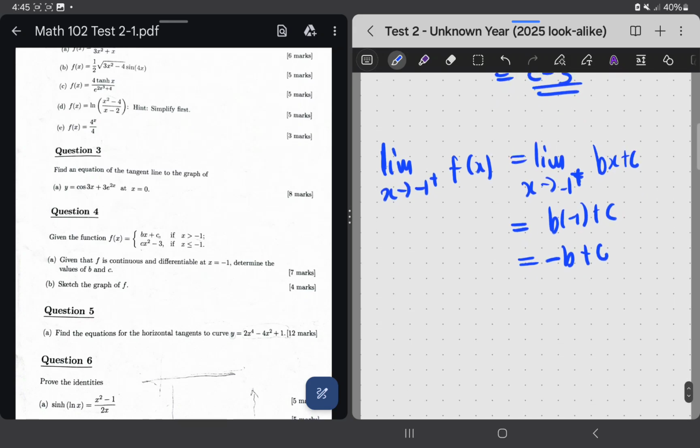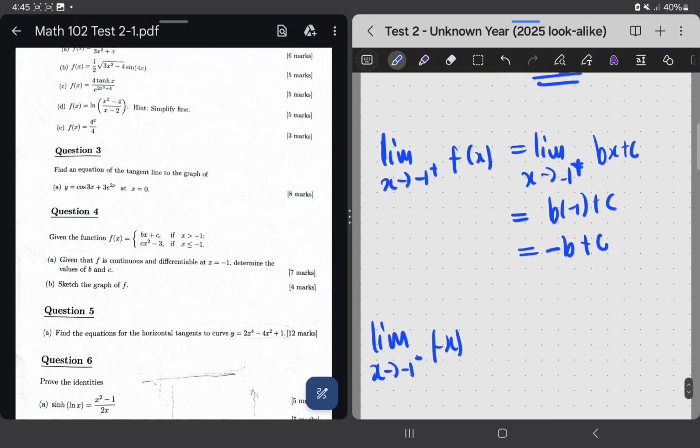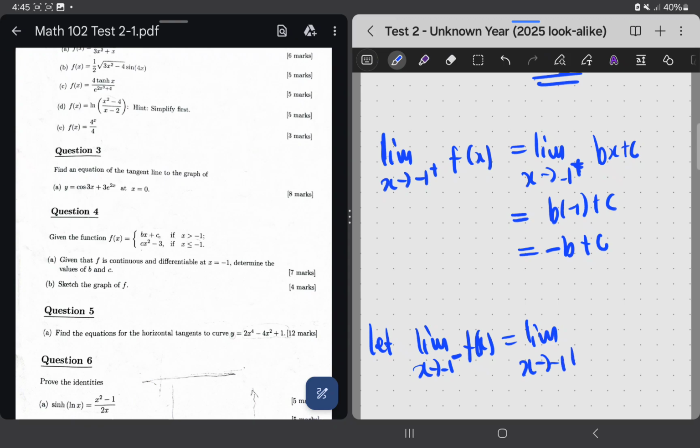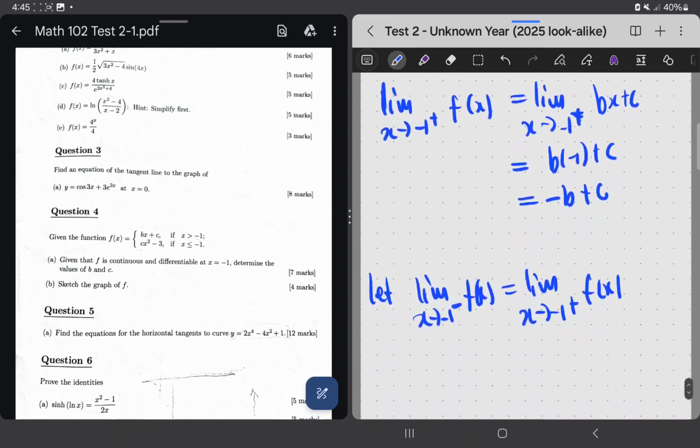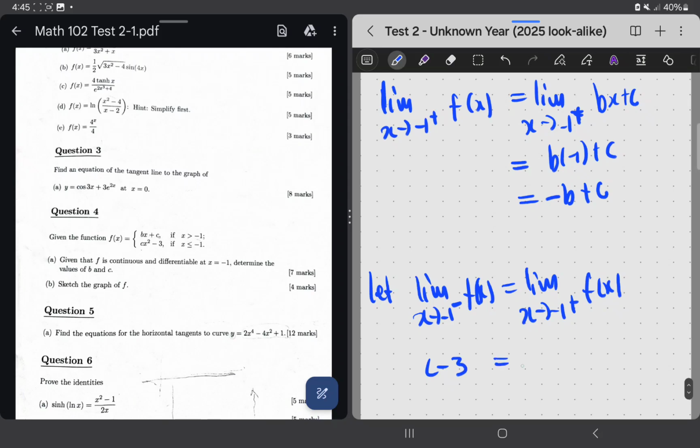Now, what should we know? The limits have to be the same. So you're going to say, let the limit as x approaches minus 1 from the left of f of x be equal to the limit as x approaches minus 1 from the right of f of x. The one from the left is c minus 3. So c minus 3 is equal to negative b plus c.